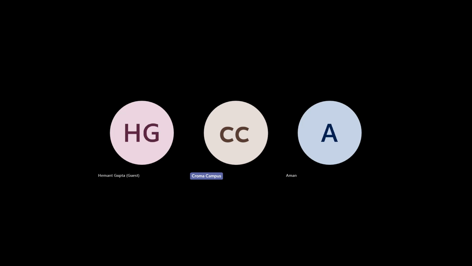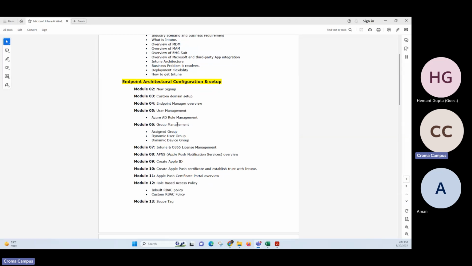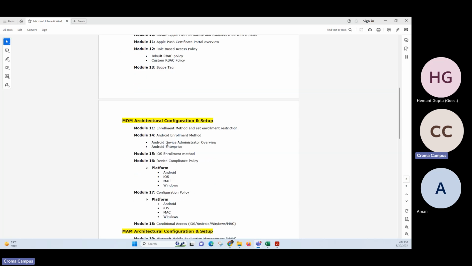System domain, endpoint manager overview, users management, group management. You might be aware of a few of the things here, right? And then setting up the APNS, Apple Push Notification Services. Then there would be RBAC policies, and Google account setup is also done here, but that part is not added yet.